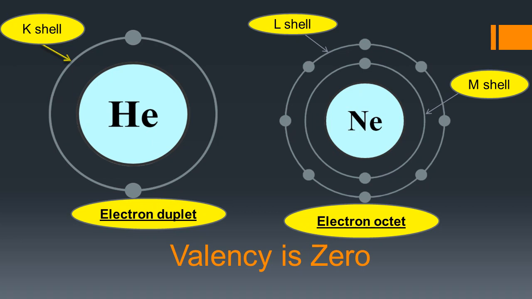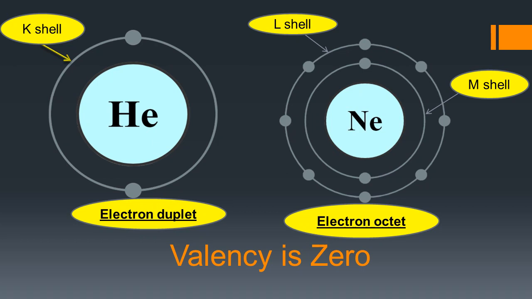The electronic configuration of the inert gas neon contains two shells. You can see in the picture, K shell and L shell. The electron capacity of the L shell is 8 and the capacity of K is 2. The valence shell of neon is completely filled. That means the outer L shell is completely filled. Why? Because it contains 8 electrons. It is said that neon has an electron octet.